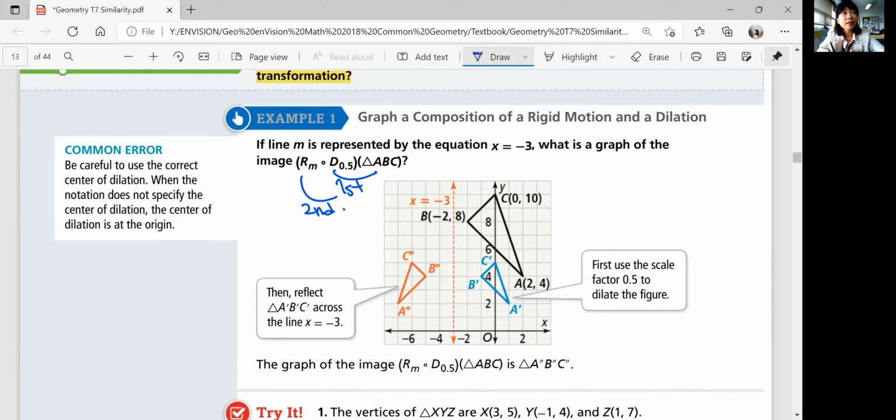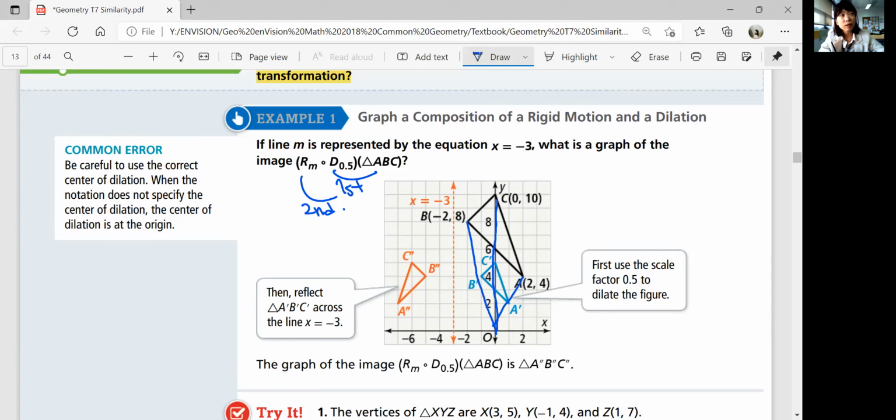Okay, so dilate the figure by 0.5 on the origin, right? Because there's no point that's given, that's specified. So if you don't see any point on the dilation notation, you're gonna dilate by the origin. Okay, and then that's your A'B'C'.